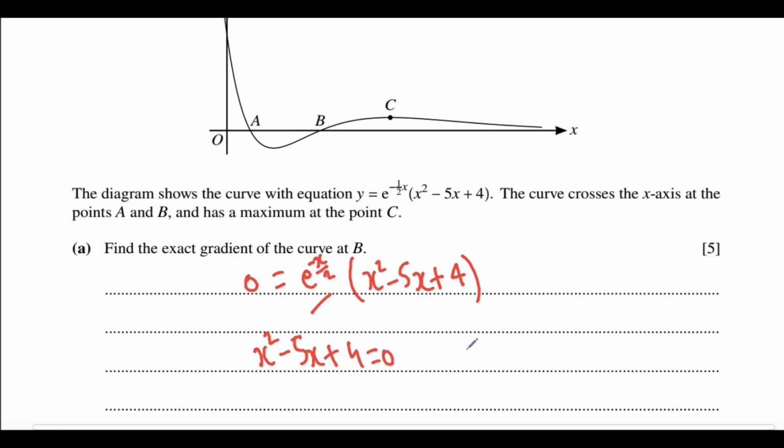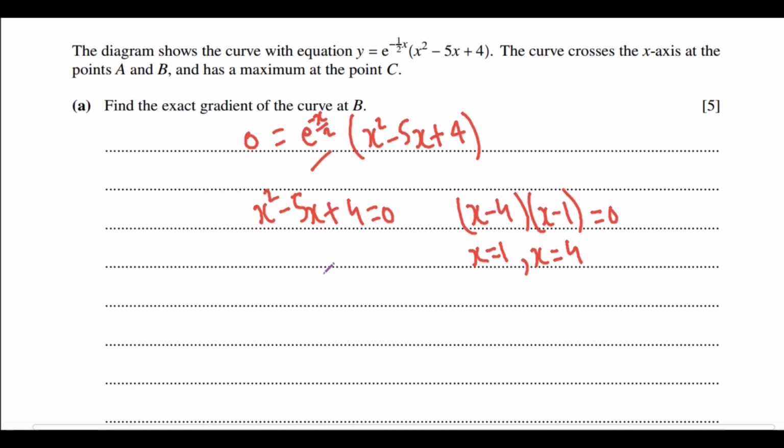You can factorize this. You can have x minus 4 times x minus 1 is equal to 0. So either x is 1 or x is 4. Well, you can see it crosses the x-axis at 2 points, at 1 and 4. And obviously 1 comes before 4, so A has to be the point 1. So A is actually 1, and B is 4. And we have to find the exact gradient.